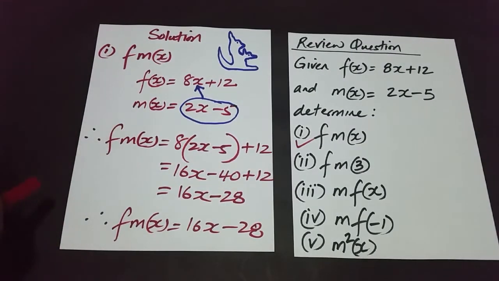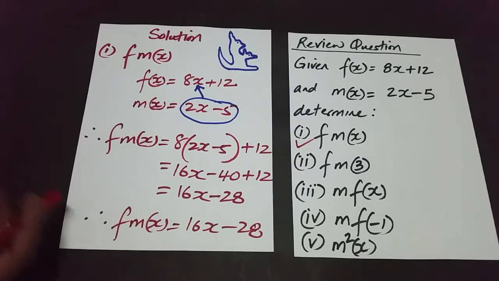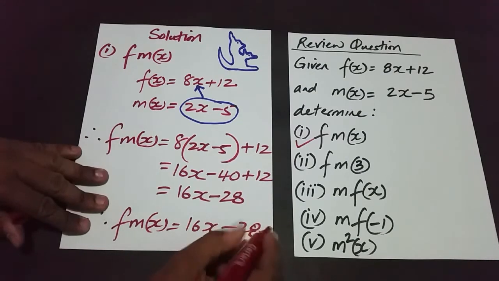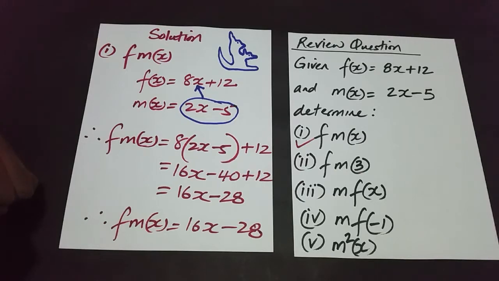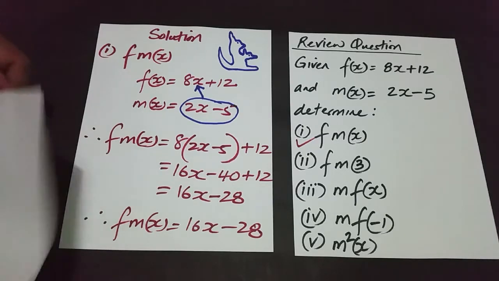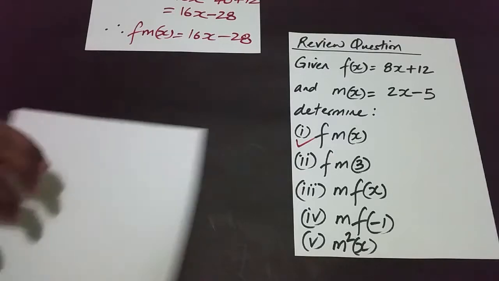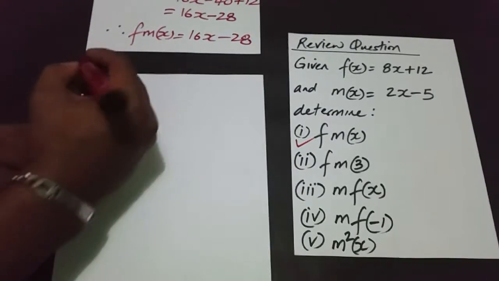So we're going to use the first method anyway, because we found f of m of x, which is equal to 16x minus 28, and what we're going to be doing is just substituting the x with the 3 to find part 2. So let's get into part 2 quickly. So I'm just going to put this up here so we can still look at it and proceed to answer part 2.